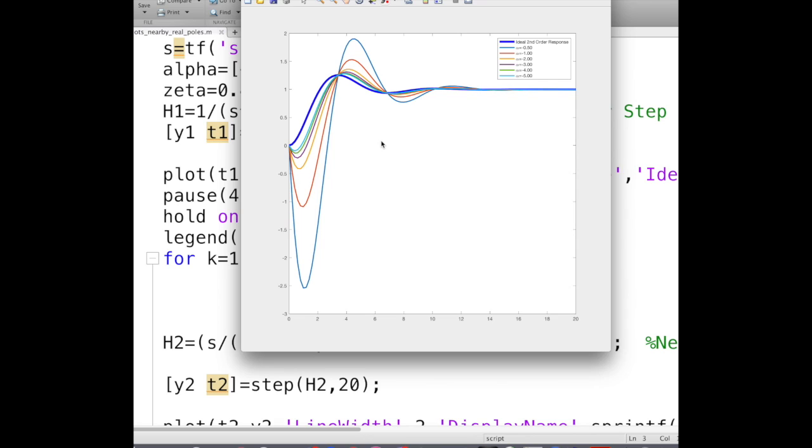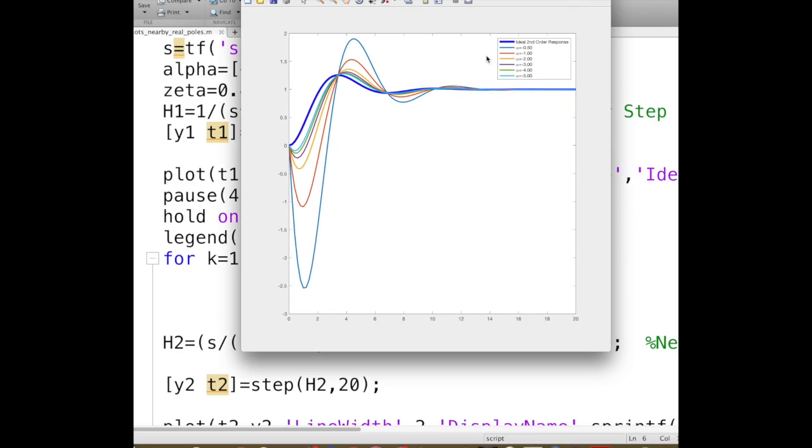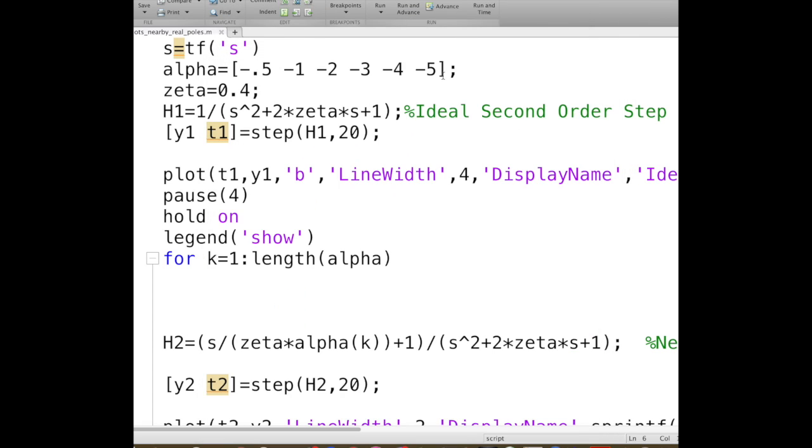Okay, so that gives you an idea of the effect of a right half plane zero. Okay, so let's go back and change this to the situation where, get rid of this figure. We're going to change the alpha values. Let's go with 0.5, 1, 2, 3, 5, 9, 10, 100. We're going to move the zero value further and further off into the left half plane and take a look at that result. Okay, so I'm going to run that.